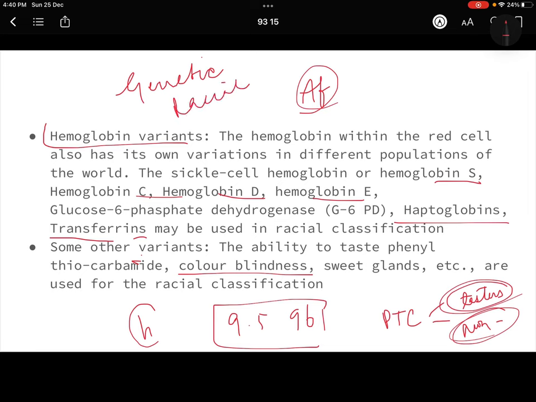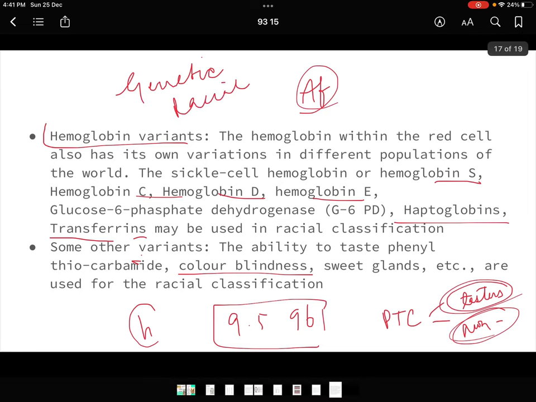So I hope you have understood, and this was all about the racial classification. Tomorrow maybe we'll try and cover either the genetic part or the Negroid, Mongoloid, Caucasoid first and then the genetic part, right.